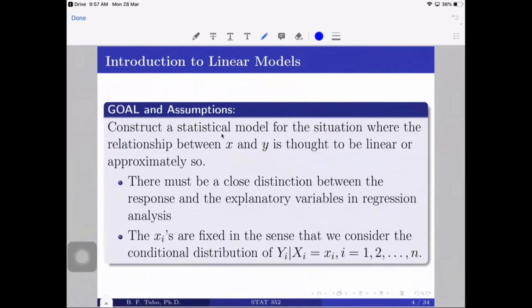So to construct a statistical model for the situation where the relationship between x and y is thought to be linear or approximately so. If you recall, a linear equation will have a plus bx, so it will have some parameters, beta and a here. In other books, you can see this equal to beta null plus beta 1x. But this is just a simple regression. Of course, you can always expand it to multiple regression.